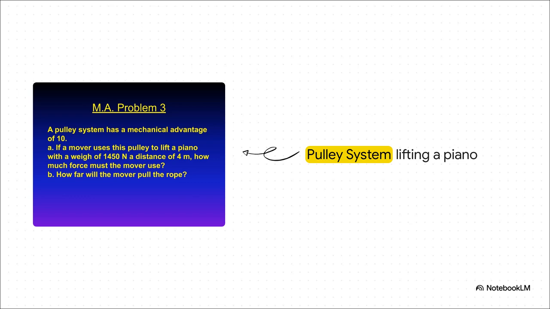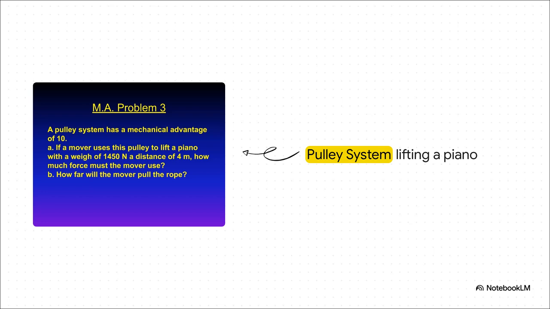Finally, let's look at a pulley system with a massive mechanical advantage of 10. Imagine a mover using this setup to hoist a heavy piano weighing 1,450 newtons up about 4 meters in the air. Because the mechanical advantage is 10, that mover only has to apply 1/10 of the effort force. 1,450 newtons divided by 10 means they only need to pull with 145 newtons of force. It's a total game changer.